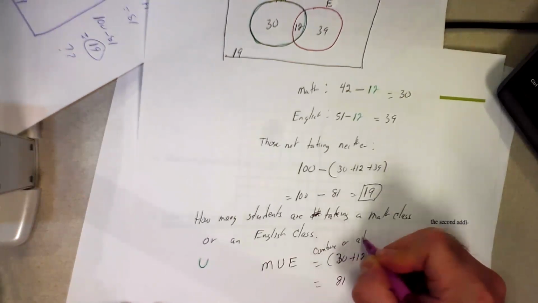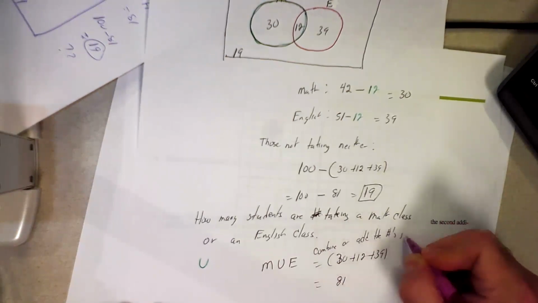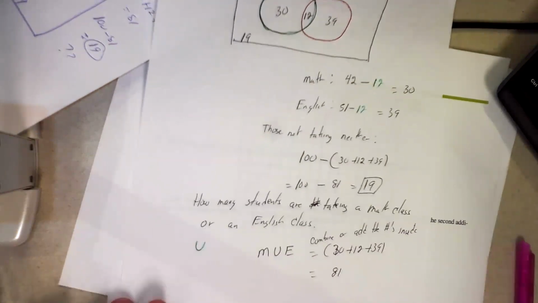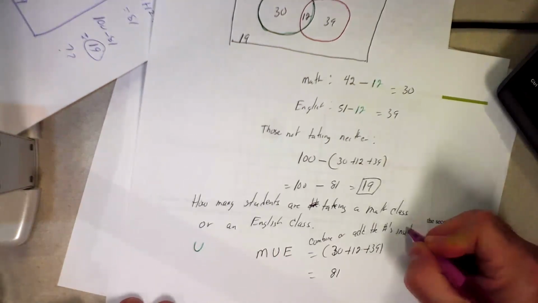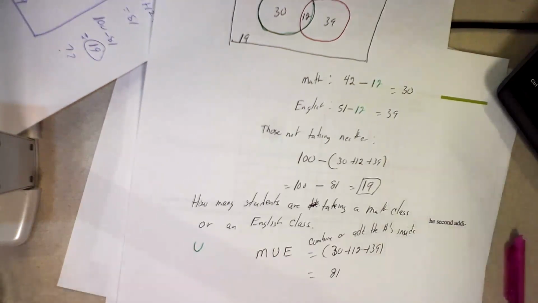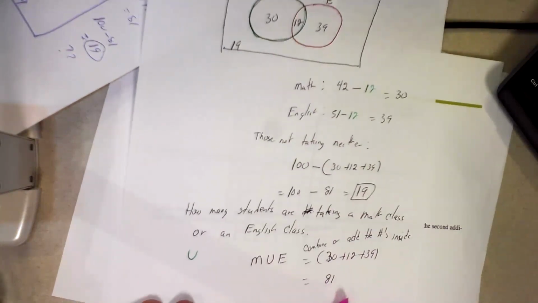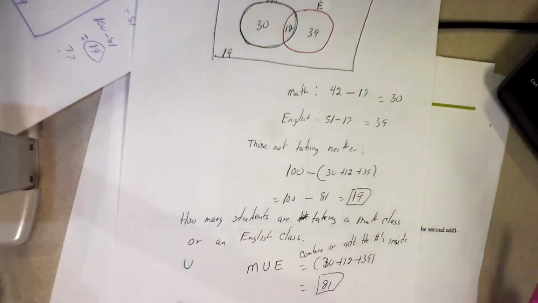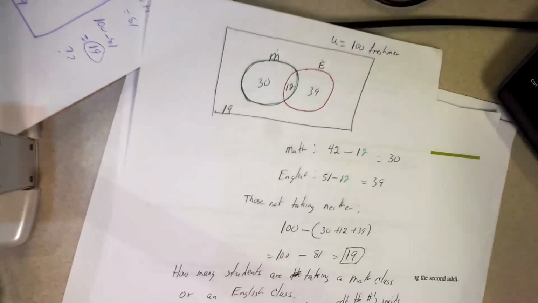Or add the numbers inside. Combining, or you add the numbers inside. Okay, so I did the 30 plus 12 plus the 39, 81.